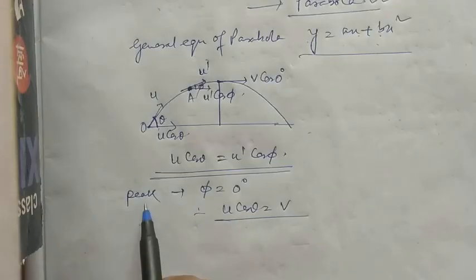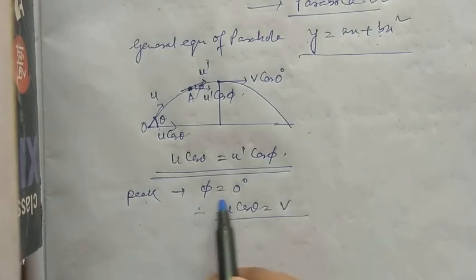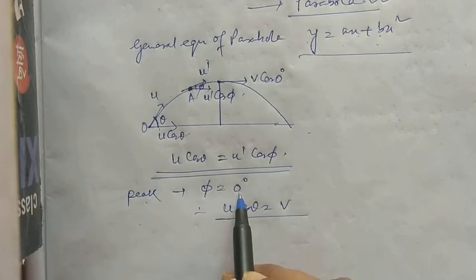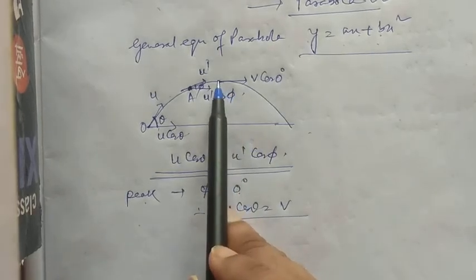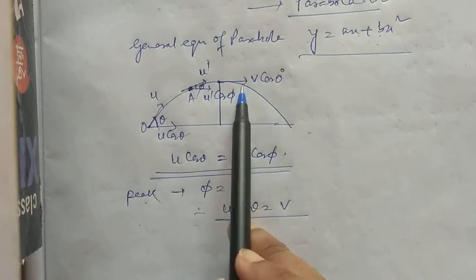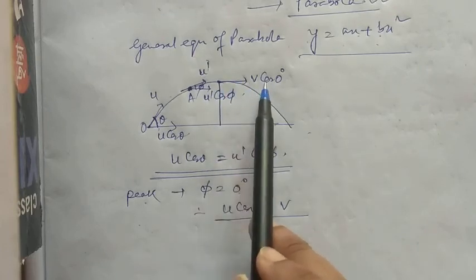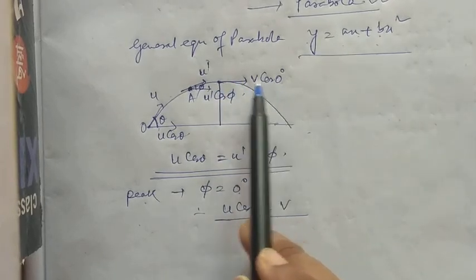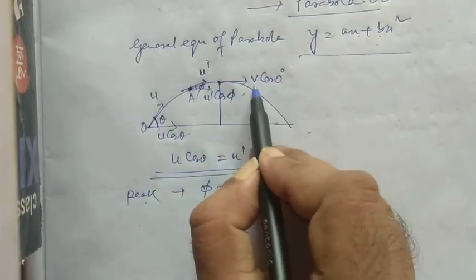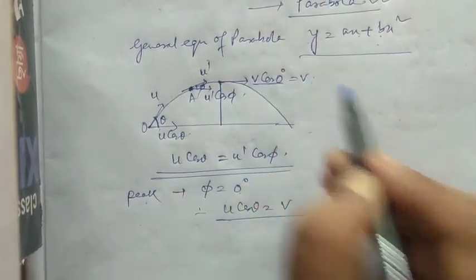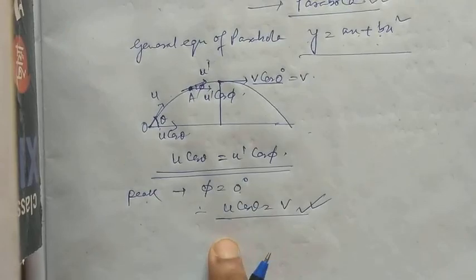When we reach the peak point, here phi becomes equal to 0 degrees, so the component along the x direction becomes v cos of 0 degrees. Suppose the velocity here is v, so v cos of 0 degrees means the value comes out to be v only. So u cos theta is equal to v here.